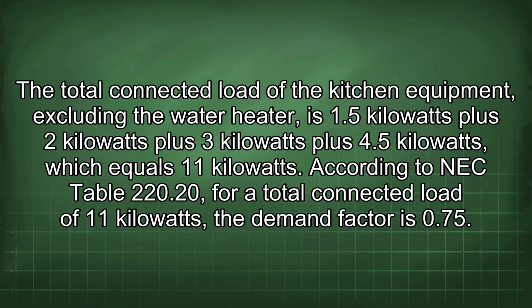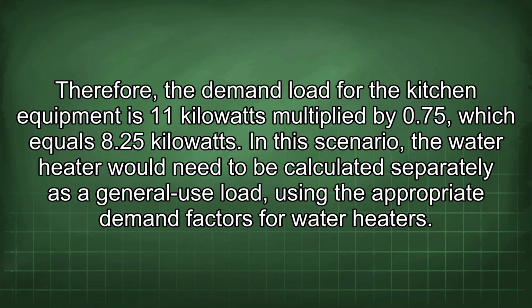The total connected load of the kitchen equipment, excluding the water heater, is 1.5 kilowatts plus 2 kilowatts plus 3 kilowatts plus 4.5 kilowatts, which equals 11 kilowatts. According to NEC Table 220.20, for a total connected load of 11 kilowatts, the demand factor is 0.75. Therefore, the demand load for the kitchen equipment is 11 kilowatts multiplied by 0.75, which equals 8.25 kilowatts. In this scenario, the water heater would need to be calculated separately as a general use load, using the appropriate demand factors for water heaters.